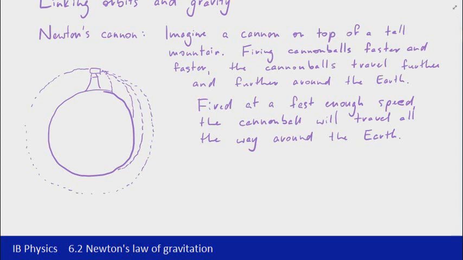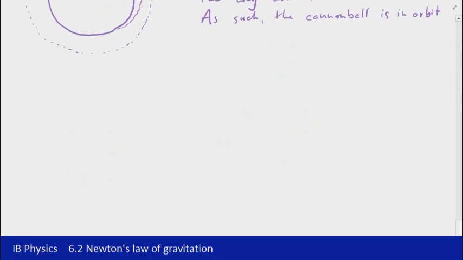In this scenario, we can consider that the cannonball is then in orbit. So it's travelled all the way around the Earth and arrived back at its original place, and if we were able to move the cannon out of the way, then the cannonball would continue that orbit and continue to move around the Earth's surface.